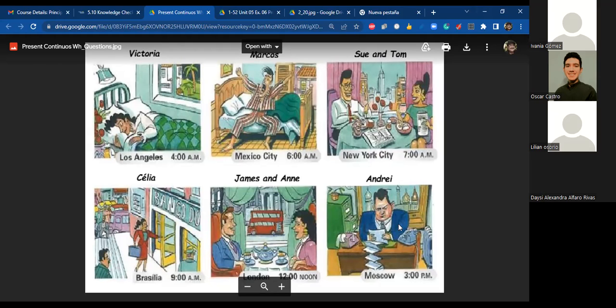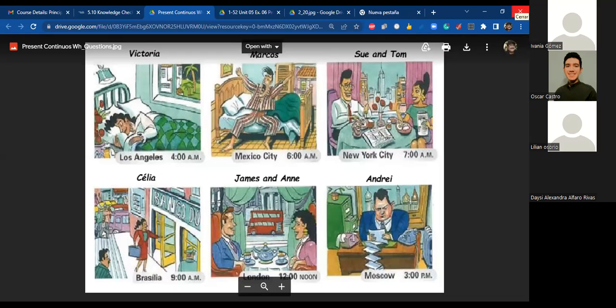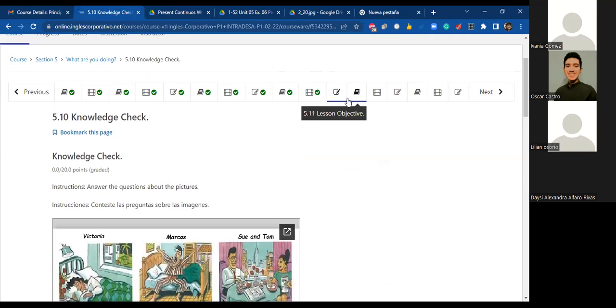In the work. She is in the work. Okay, remember the answer. What is the answer? The question is, what is Celia doing? What is Celia doing in the work? No. Okay. Working. Remember this.